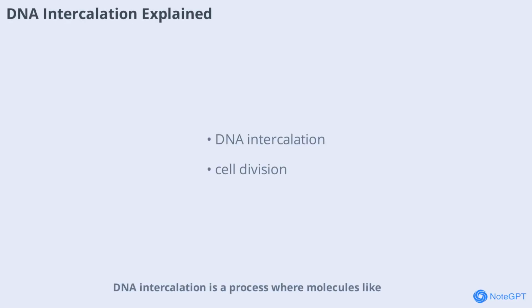DNA intercalation is a process where molecules like anthracyclines slip between the base pairs of DNA. This disrupts the structure of the DNA helix, blocking the machinery that copies and transcribes genetic information. For cancer cells, this means they can't divide or survive, making intercalation a powerful anti-cancer strategy.